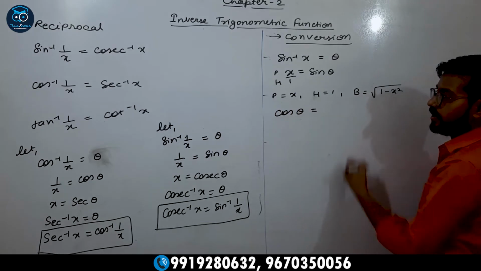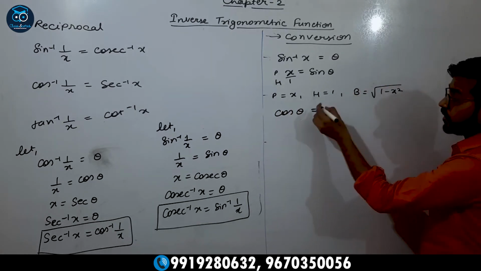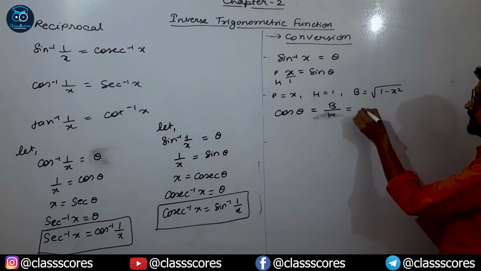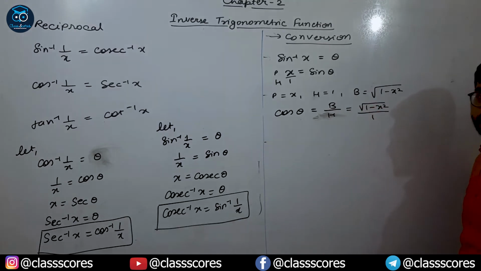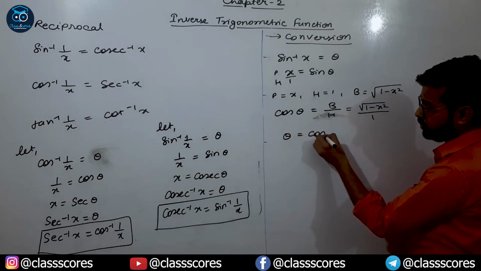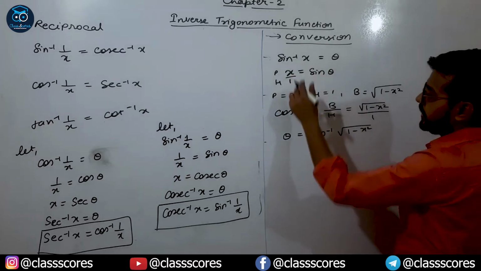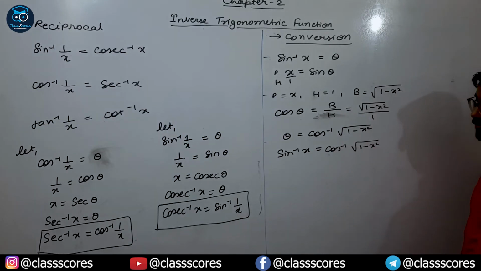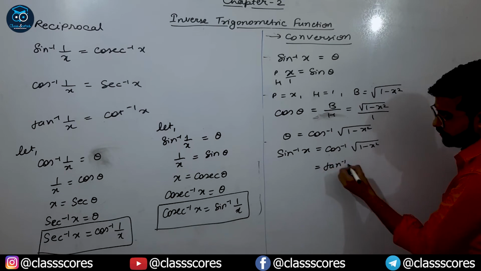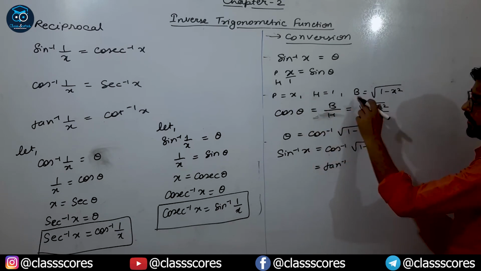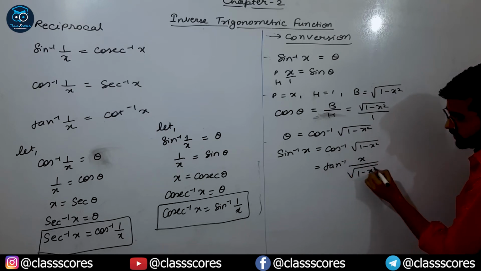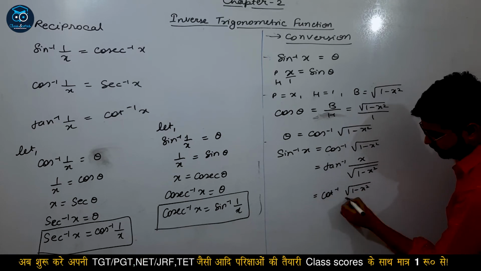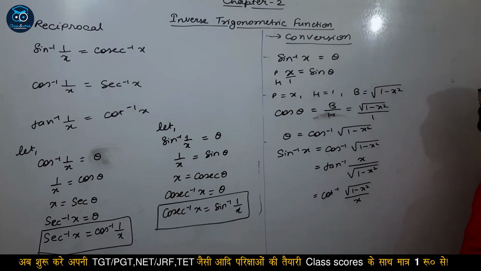If you want to write cos theta, what is cos? Cos is base upon hypotenuse. So base is root of 1 minus x square upon hypotenuse 1. So you can write theta equals cos inverse root of 1 minus x square, and the value of theta is sin inverse x. If we have to write this function in terms of tan, then tan is perpendicular upon base, that is x upon root 1 minus x square. If you have to write the same term in cot, then it becomes root of 1 minus x square upon x, and so on.